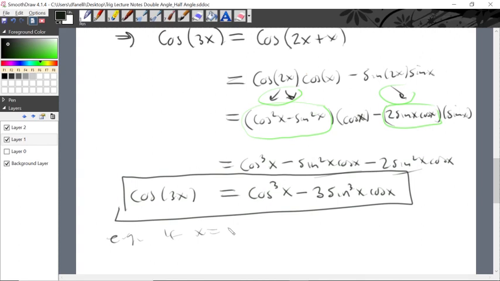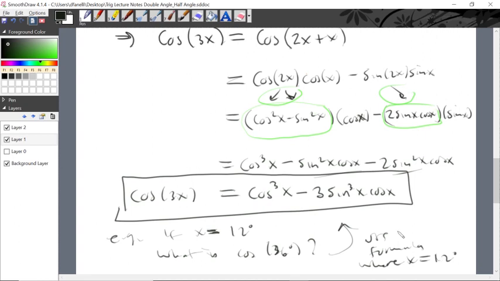if x is equal to 30 degrees, how can we use that? Or let's not even use 30 degrees, because that's maybe too easy of an angle to work with. Let's say x is equal to 12 degrees. Then what is going to be the cosine of 36 degrees, for example? That is what happens when we triple the angle. We can use the formula where x is equal to 12 degrees, for example. So you can triple an angle now and use this formula in order to figure out what the output is going to be.